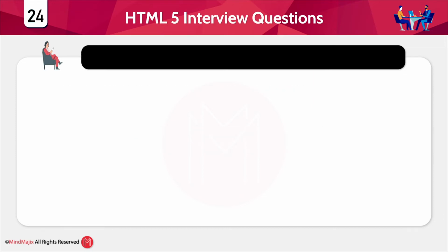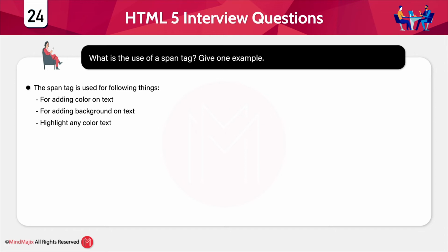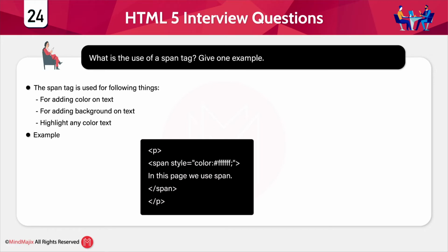That's all. What's the use of the span tag? If you want to add a style to a particular portion of the line, then we can go for the span tag. The span tag is used for adding color on the text, adding background on the text, and highlighting any colored text. The span tag is an inline tag. You can apply the style to a particular text within a line.